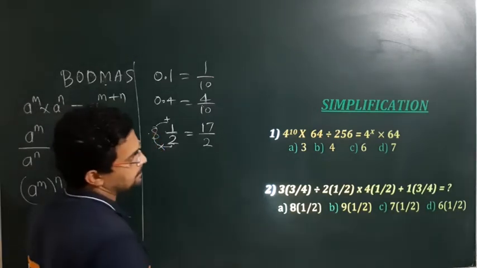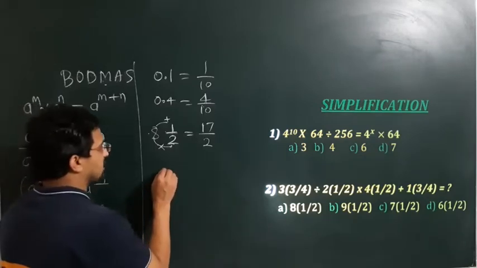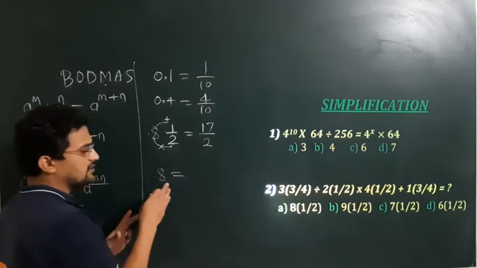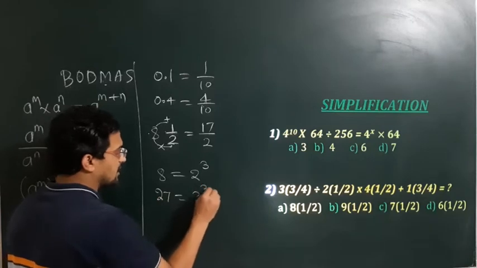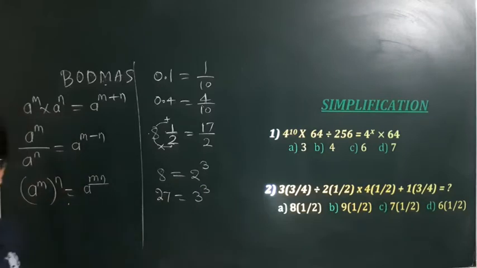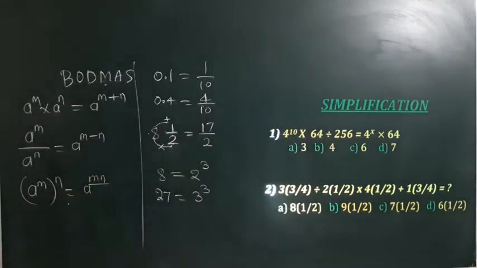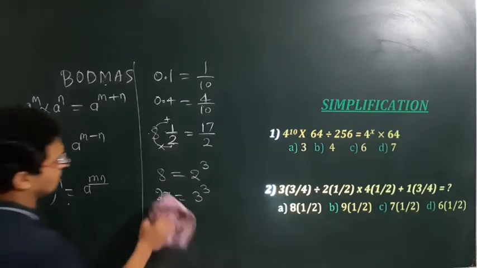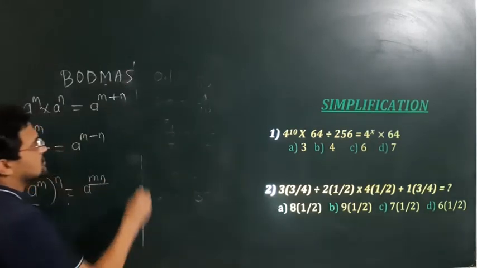Next, if 8 is there and you want to make it in the form of 2, it can be written as 2 cube. If it is 27, it can be made as 3 cube. So 3 cube means 27 itself, and 2 cube means 8 itself. These are some rules you have to remember, and of course those important algebra equations. I think you know these equations very well.